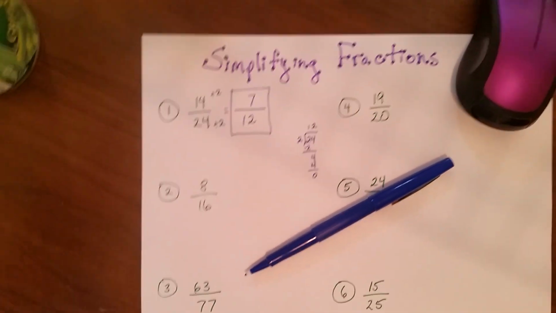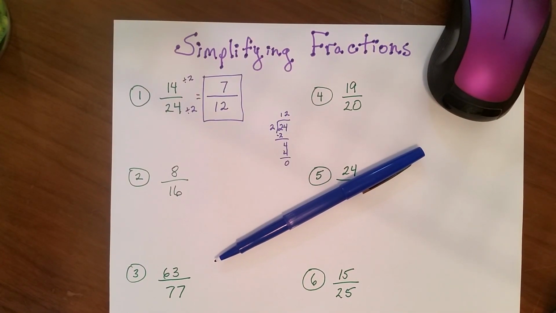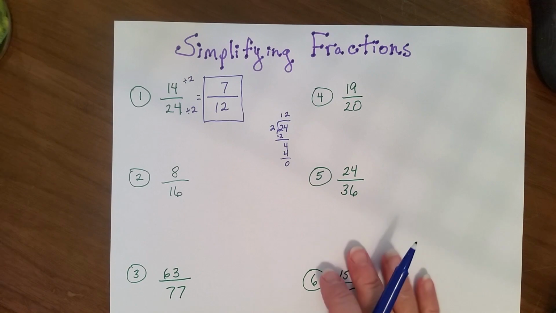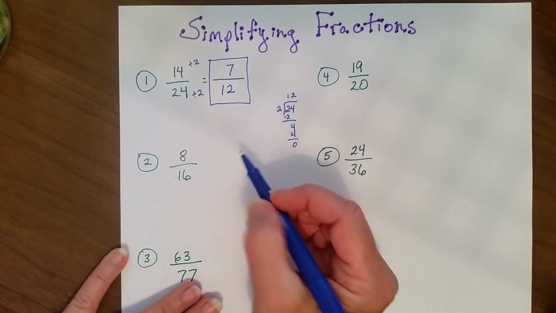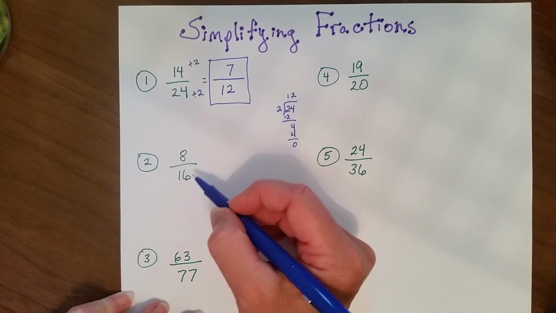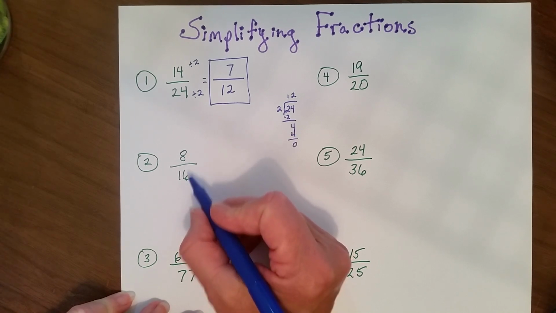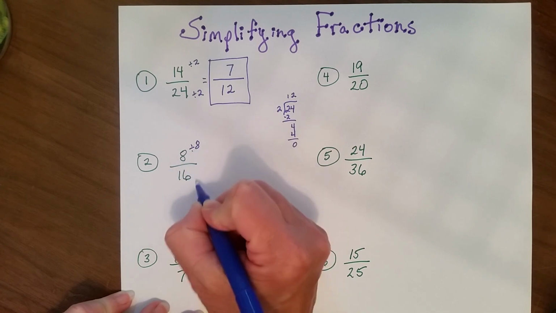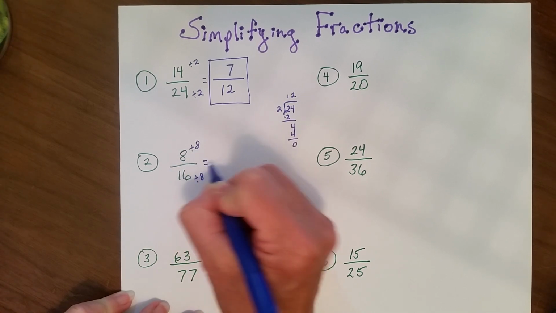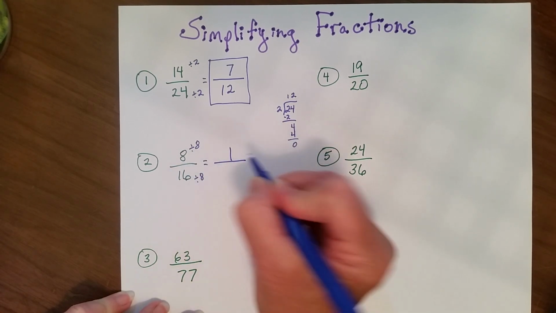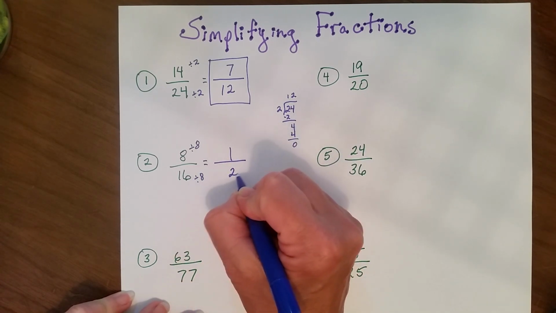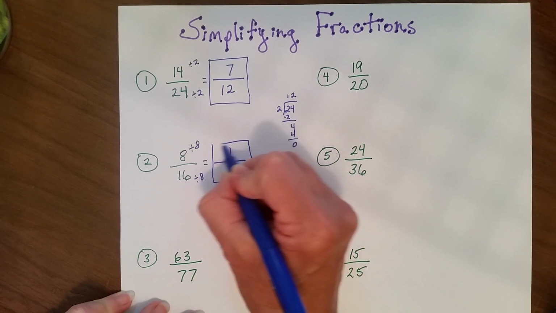Now let me go back. I want to show you a few hints that I've picked up along the way. Back here, now I'm going to simplify the fraction 8 over 16. Well, I know 16 is divisible by 8. So I'm going to divide top and bottom by 8. 8 divided by 8 is 1. You have to have 1 in that numerator. 16 divided by 8 is 2. So your final answer there is 1/2.